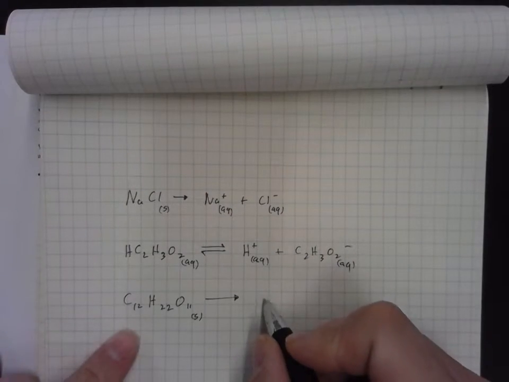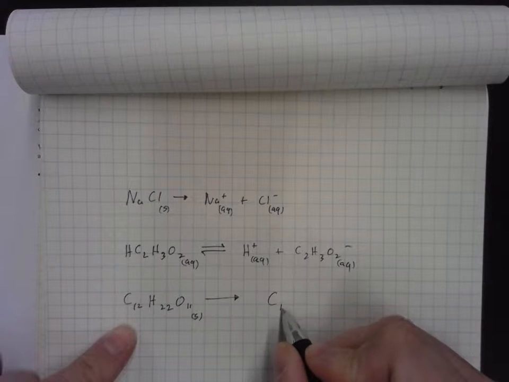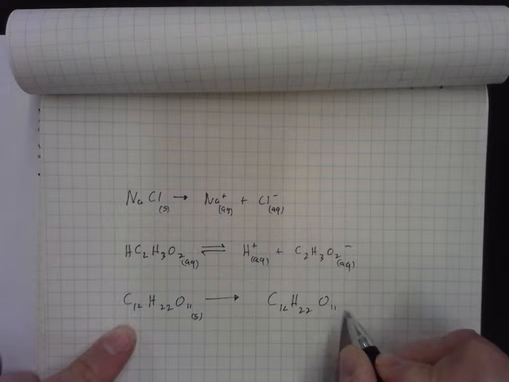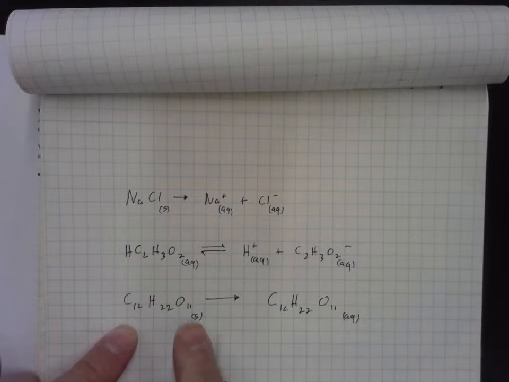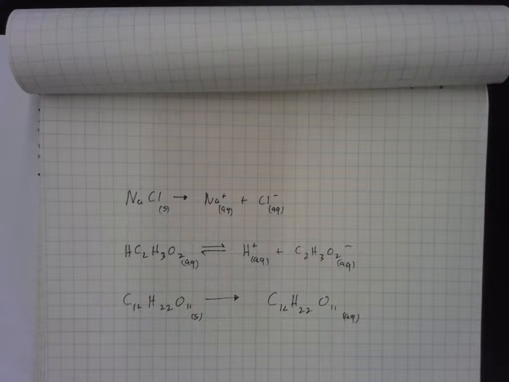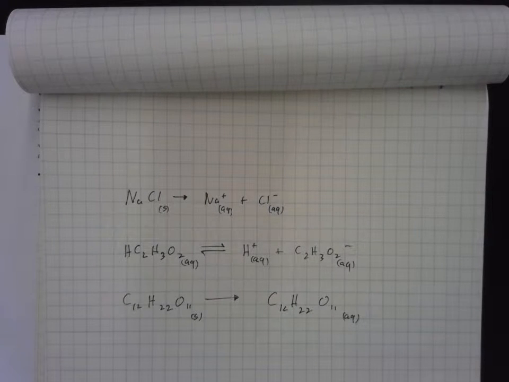The way we show that through a chemical equation looks like this: C12H22O11 aqueous. We show that the solid dissolved, but the atoms themselves stayed joined together. Now let's move on to the notes, the second page of 9.1.